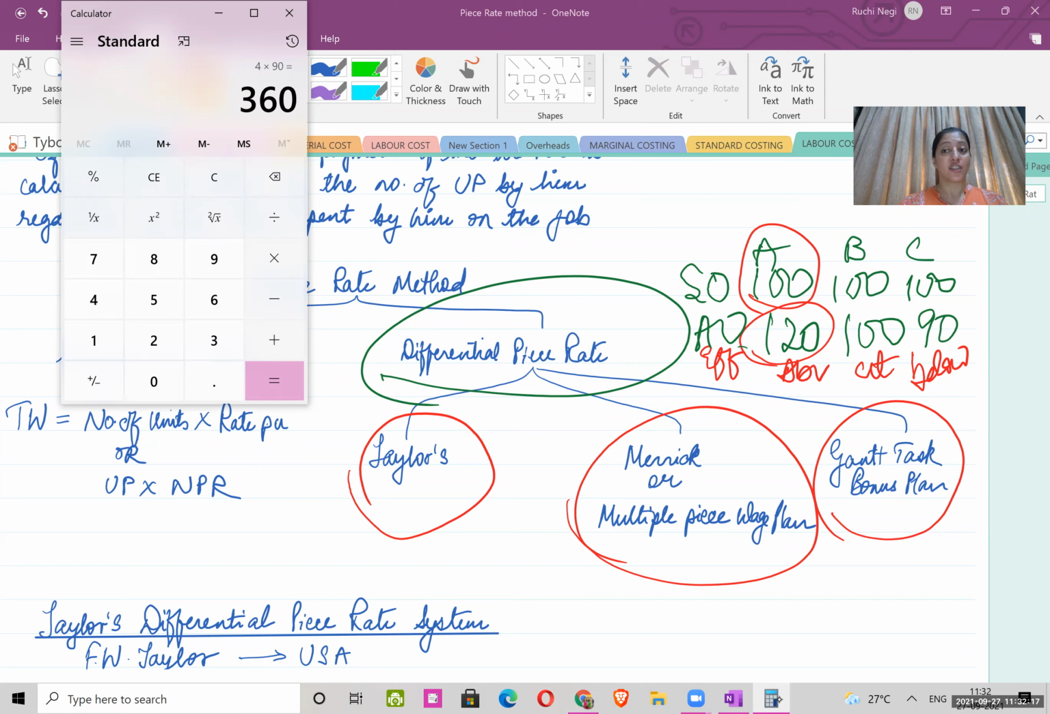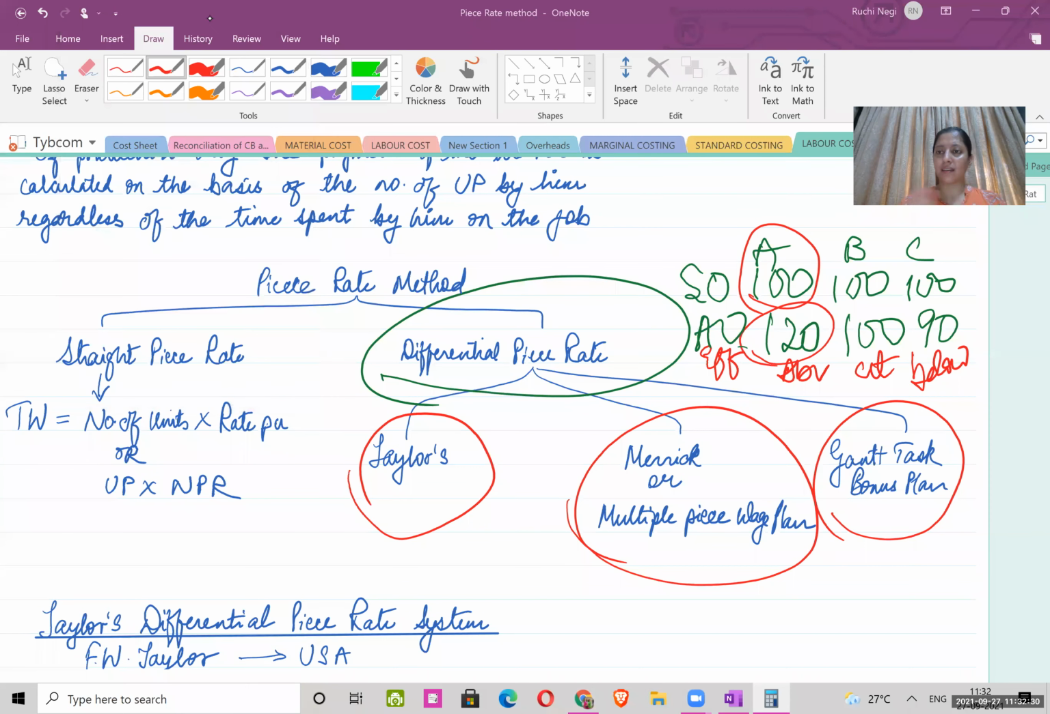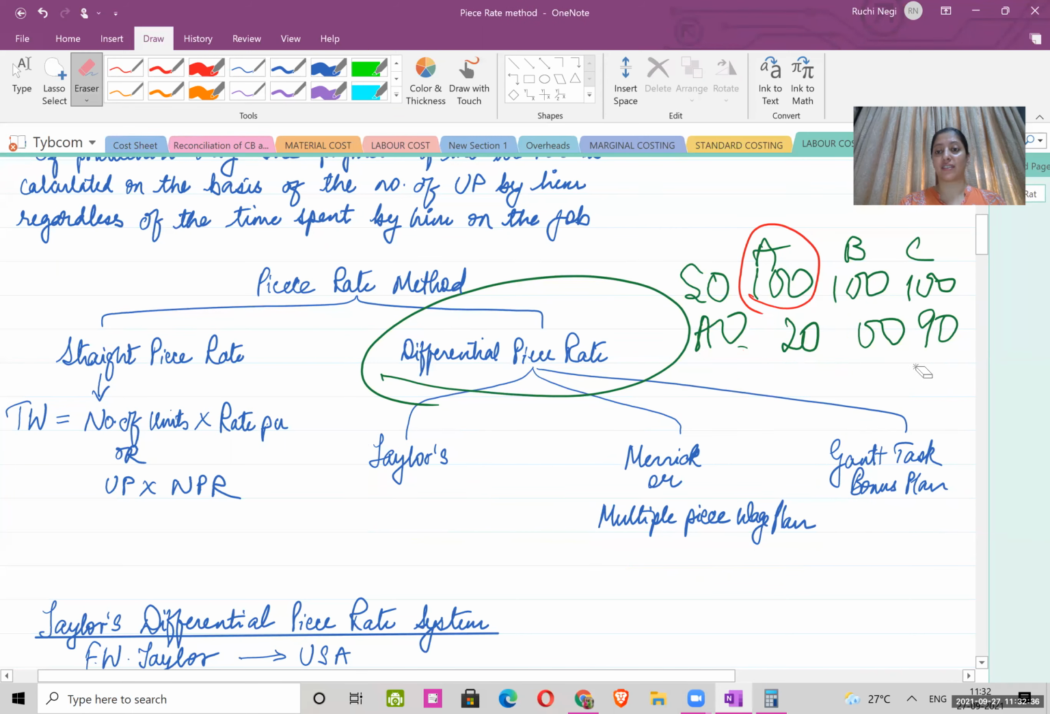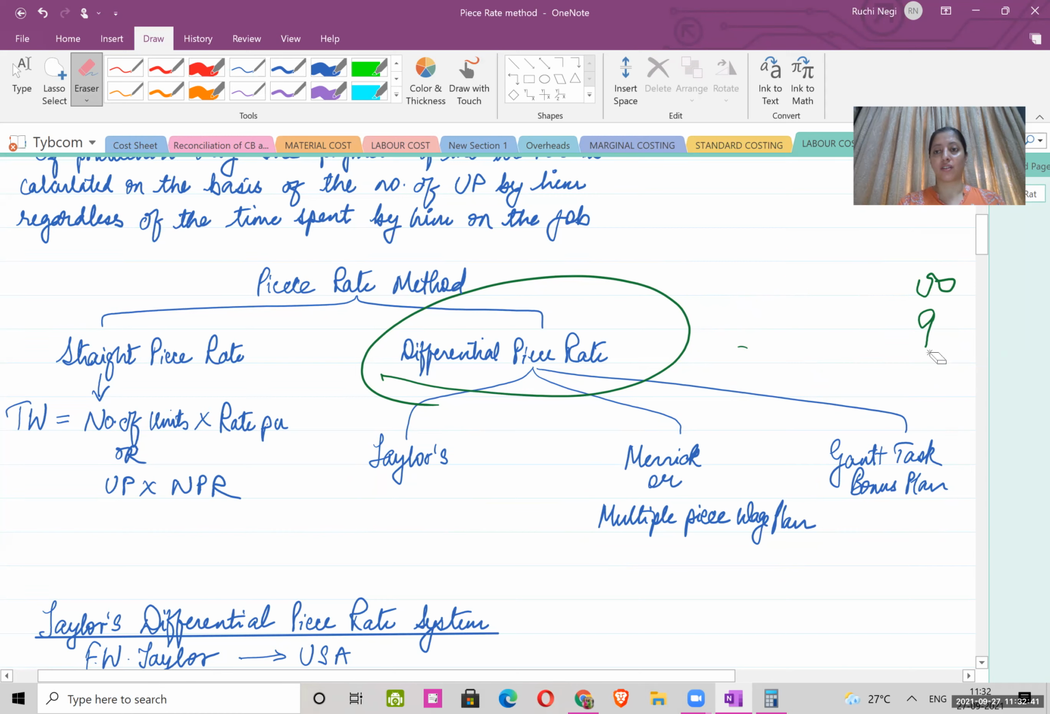Am I clear? जबकि स्ट्रेट रेट में ऐसा नहीं होता है. स्ट्रेट रेट में आप सबको, जिसने 120 बनाया, 100 बनाया, 90 बनाया, आप सबको 5 रुपया दे रहे हो. ओके, तो जिसने कम बनाया उसको भी 5 रुपया मिल रहा है. Understood? Am I clear? So there is no efficiency check in case of straight piece rate, but there is an efficiency check in case of differential piece rate. Am I clear about this concept? Just acknowledge it in the chat box. So understood why it is known as differential piece rate?